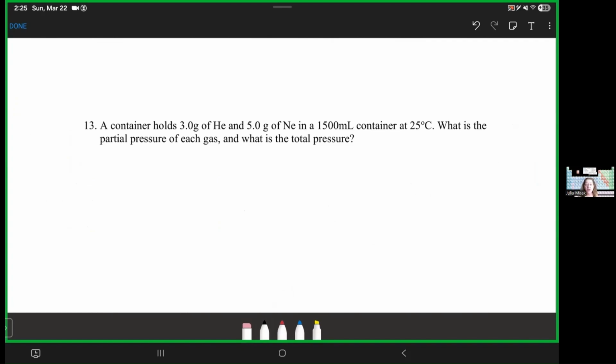These next 3 problems that I'm going to do, the last 3 problems, are a little bit involved. Okay, it seems like it's got a lot going on and it is a lot of calculations, but we just follow our process and it's really quite easy. Okay, so we have a container that holds 30 grams of helium and 5 grams of neon, in a 1500 ml container at that temperature. So what is the partial pressure of each gas? And then what is my total pressure?